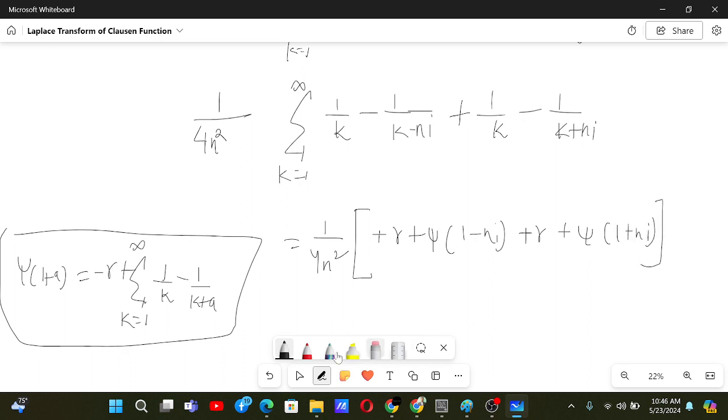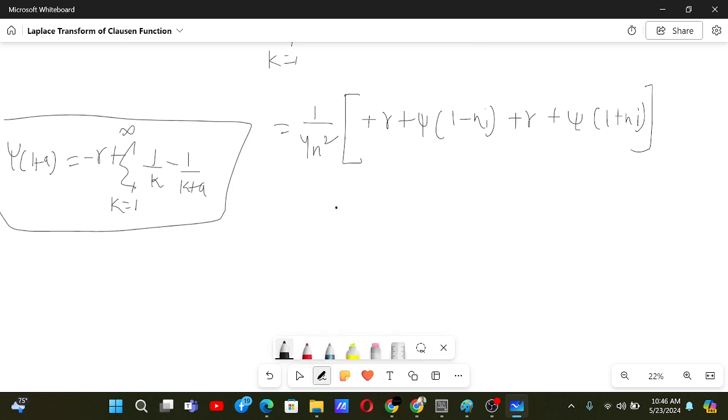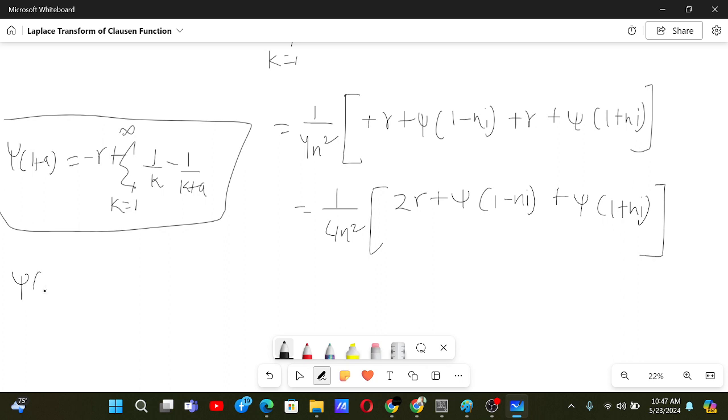Now this is 1 by 4n square times (2 times the Euler-Mascheroni constant plus digamma of 1 minus ni plus digamma of 1 plus ni). We also know that the conjugate of digamma of a plus ib is digamma of a minus ib. Using this property of digamma, we can see that these are the conjugates of each other.